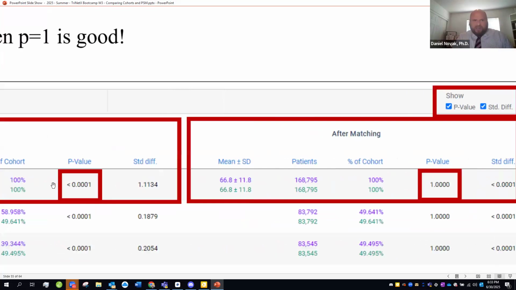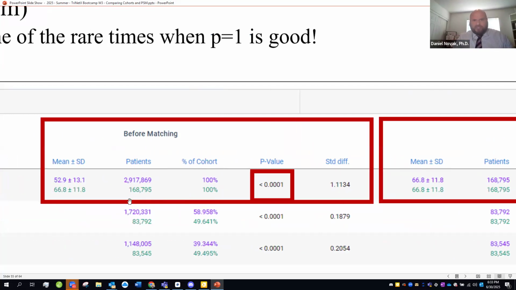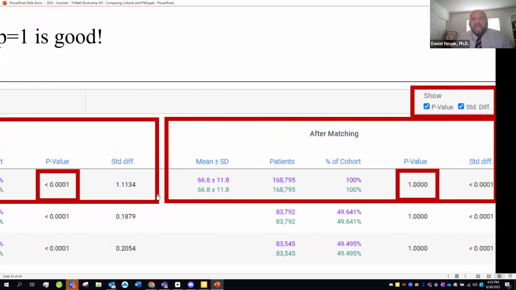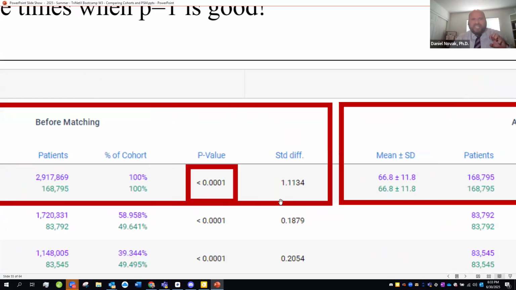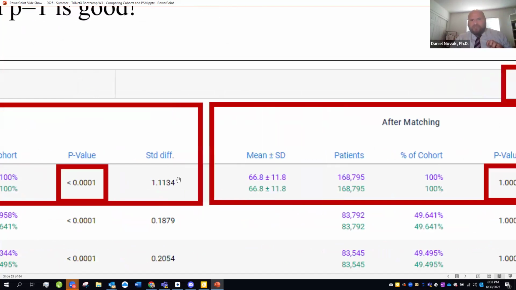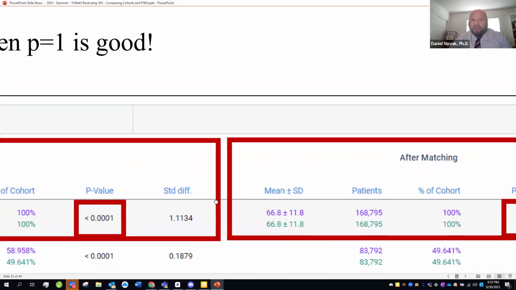So you can see that our original pool had like 2.9 million people versus a smaller pool of statin users with 168,000 people. After matching, it's pulled 168,000 people from those 2.9 million people to compare 1-to-1 against the other people in the group. And it's managed to create a distribution of those ages.